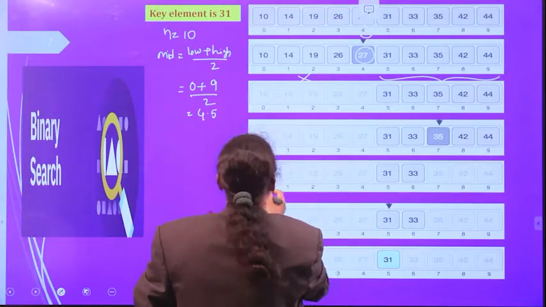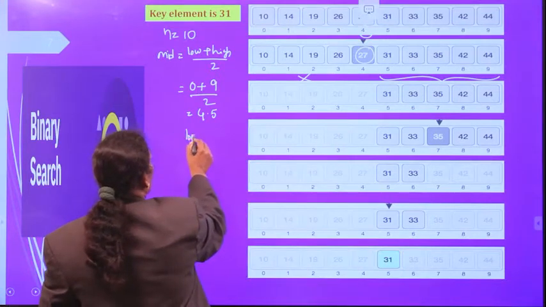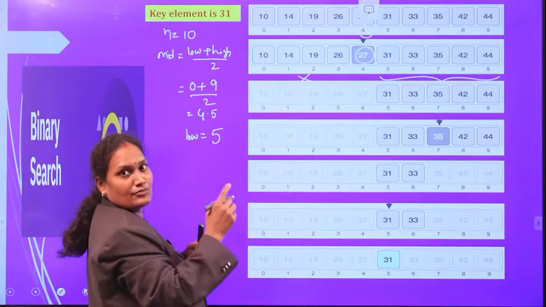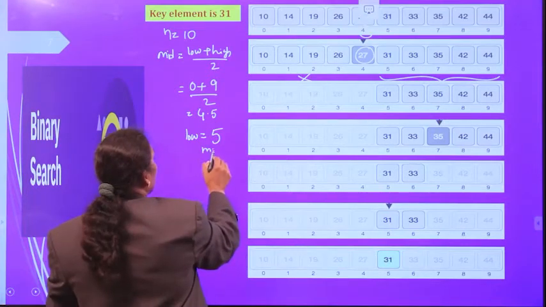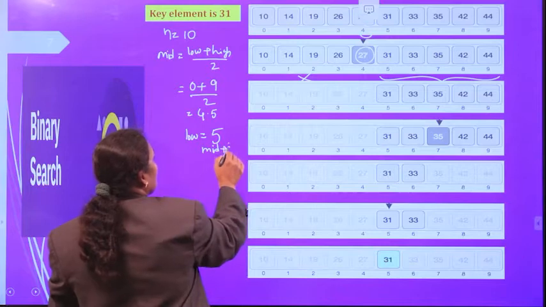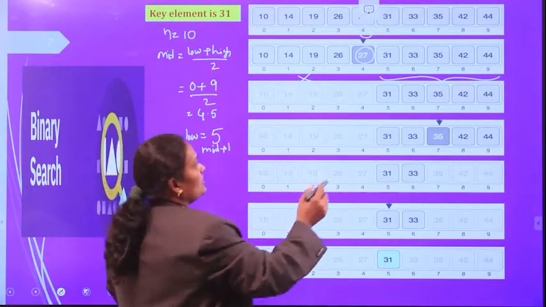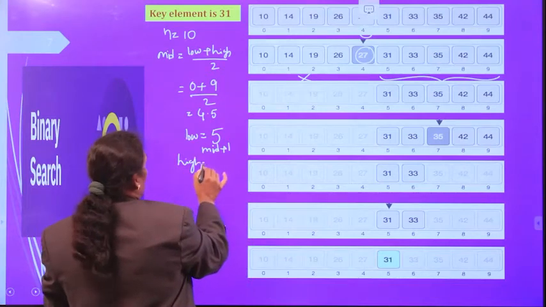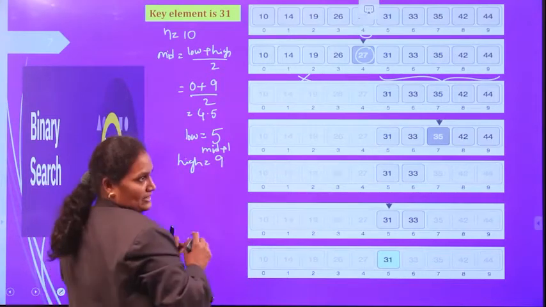Now in this case, what becomes low? Low becomes 5. That is mid plus 1. Low is mid plus 1. So low is 5. What becomes high? High cannot be changed. So high is 9 itself.